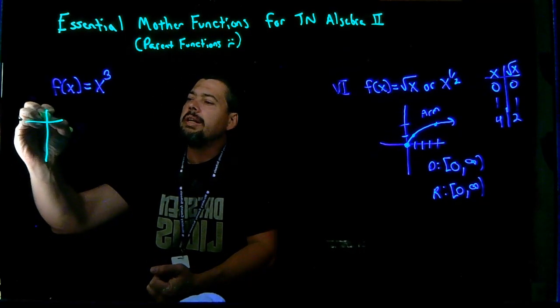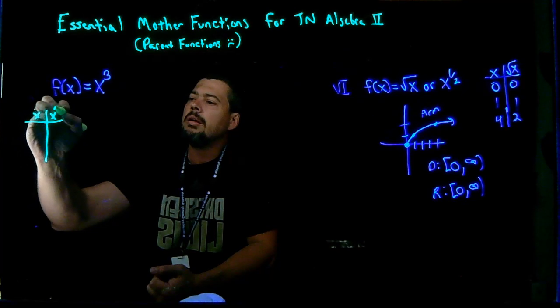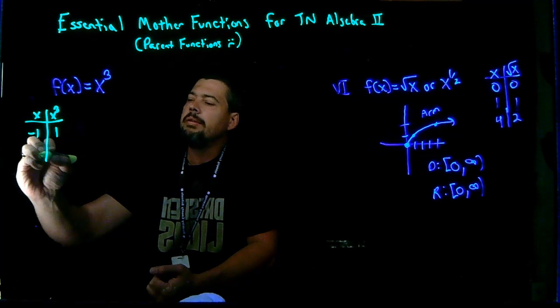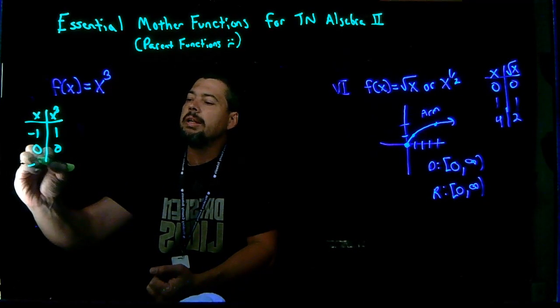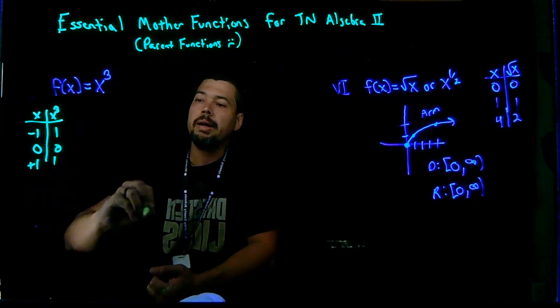I teach 3 key points. If you cube a negative 1, you get a negative 1. If you cube a 0, you get a 0. And if you cube a positive 1, you get a 1 back.